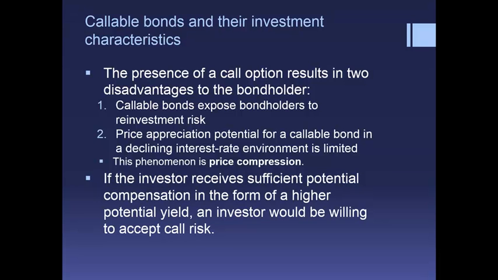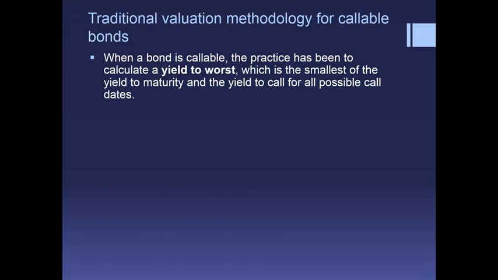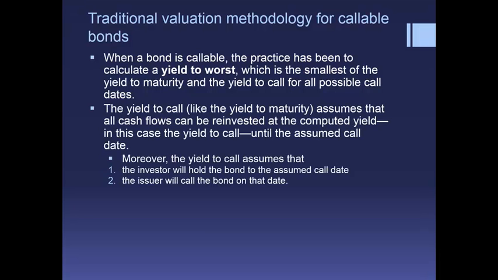In terms of compensation for this risk, the bondholder will want to be compensated, and the compensation is in the form of a higher yield. So in order to take on call risk, investors need additional reward in terms of a higher yield. Generally, when we calculate a yield on a callable bond, we calculate the yield to worst, which is the lower of the yield to maturity, and the different yields to call for the possible call dates.